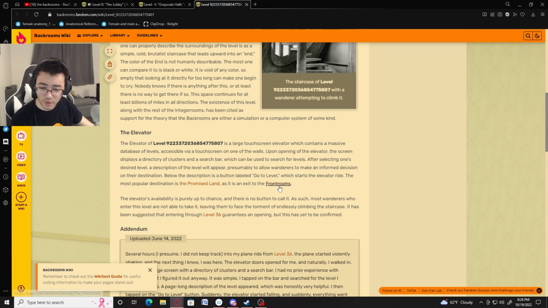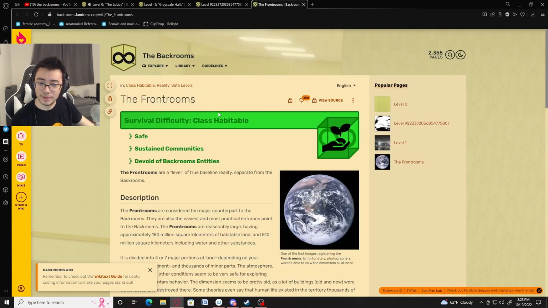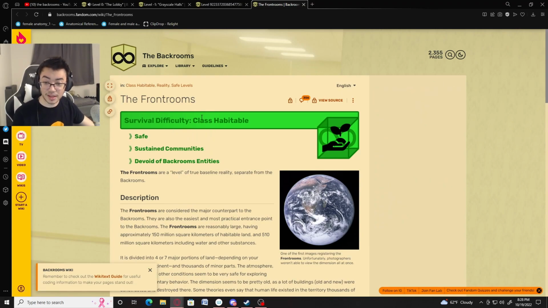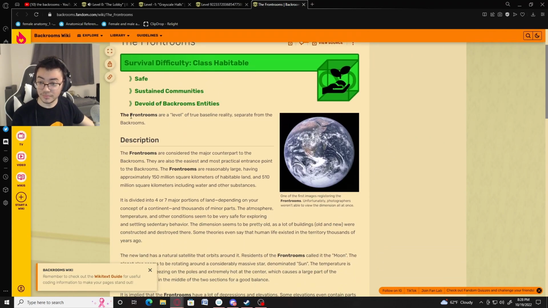The front rooms? What are the front rooms and what is the promised land? The front room, survival difficulty class habitable. The front rooms are a level of true baseline reality, separate from the back rooms. So is the front rooms just Earth? One of the first images registered of the front rooms, unfortunately photographs, were able to view the dimensions all at once.